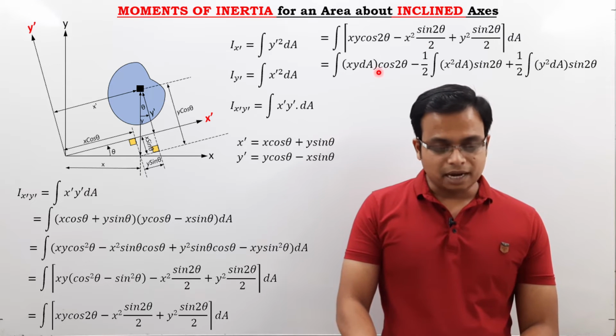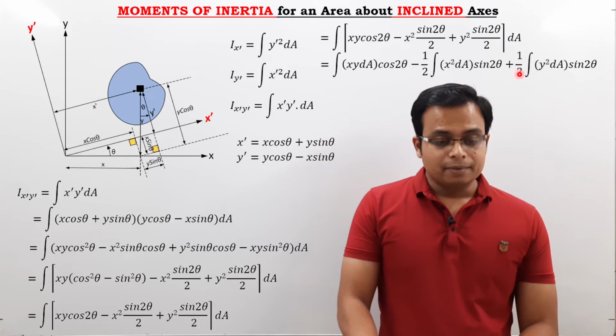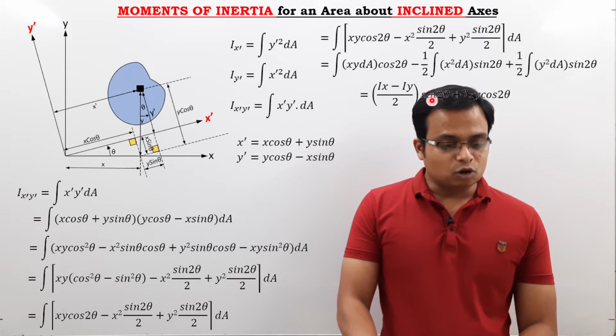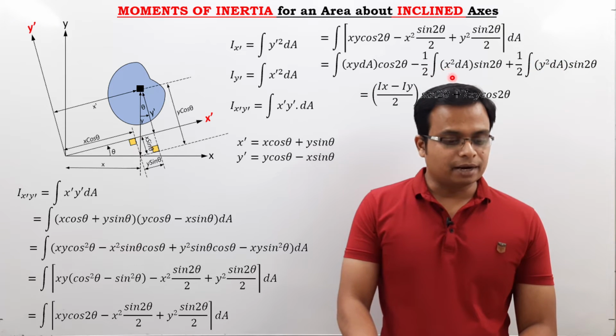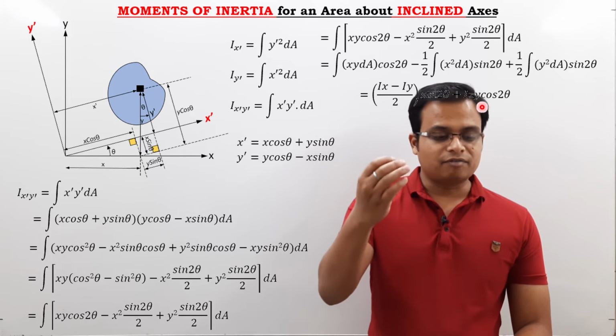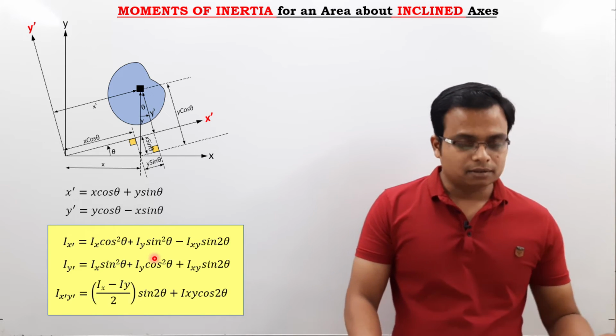This is what you get. This is Ixy, this is Iy, this is Ix. So sin 2 theta by 2 can be taken as common, Ix minus Iy. This is positive Ix, this is Iy, and done. This is Ixy cos 2 theta. This is the third transformation equation, and finally you can write all of this like that.